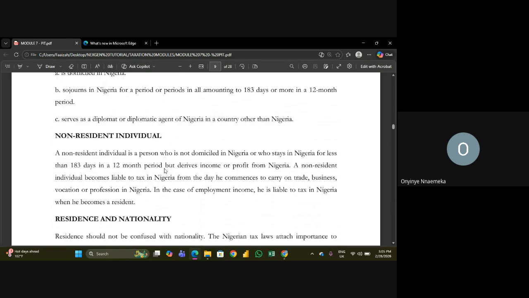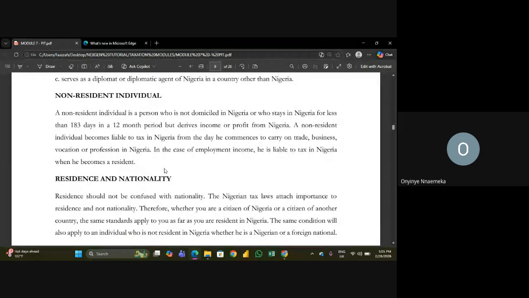Now, who is a non-resident? It's just like the opposite of what we read. Somebody that does not live in Nigeria. You are not domiciled in Nigeria. You stay in Nigeria for less than 183 days in a 12 calendar period. But you derive income from Nigeria. So even when you carry on business in Nigeria, it does not make you a resident, right? But your income that you derive from Nigeria is taxable. A non-resident becomes liable to tax in Nigeria from the day it commences trade, business or vocation in Nigeria. In the case of employment income, he is liable to tax in Nigeria when he becomes a resident.